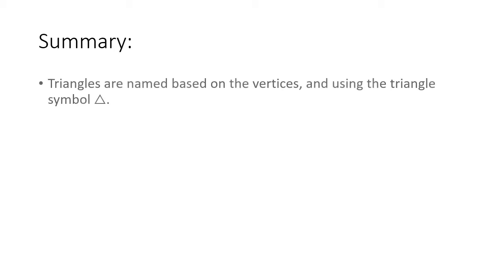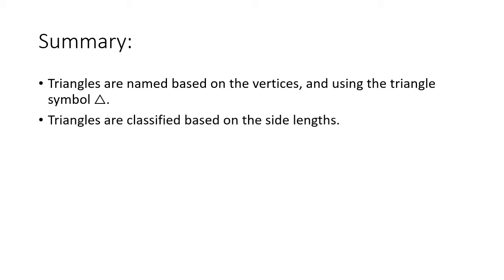Okay, in summary, we can now name triangles. So we name triangles based on the labels at their vertices. We put the triangle symbol in front. And so we might call something triangle ADC or something like that. Triangles are classified based on the side lengths, so we can split them into equilateral, where all the side lengths are the same, isosceles, where two side lengths are the same, or scalene, where no side lengths are the same.